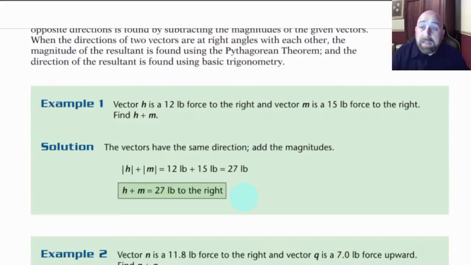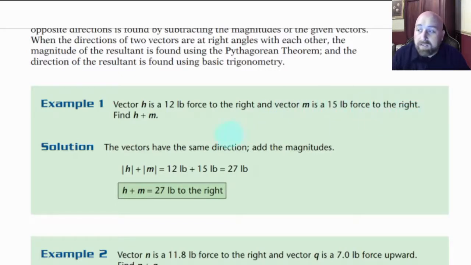Go ahead and look at example 1. Let's just jump into it. This is a pretty simple example. Again, this is something that I would think in your physics class you've already covered, and so you should be pretty fine right here. Vector H is 12 pounds of force to the right, and vector M is 15 pounds of force to the right.